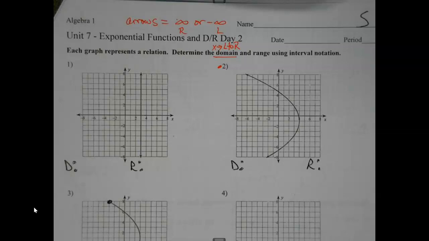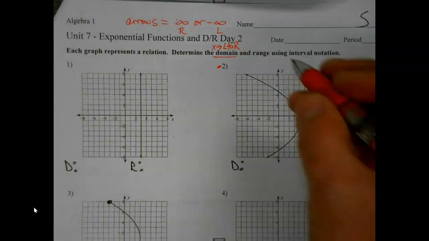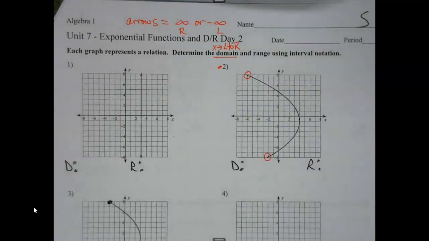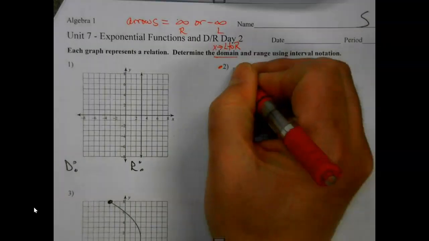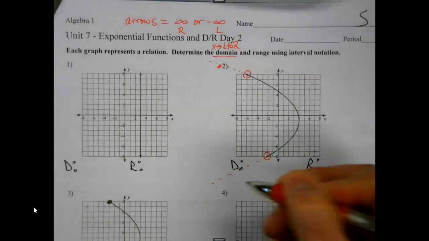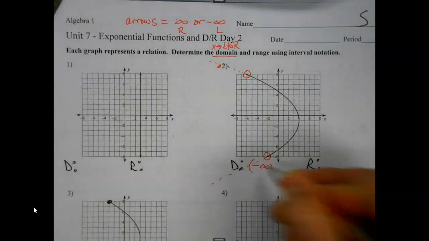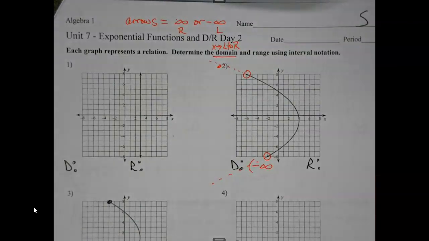So domain goes left to right. I notice these arrows, and they're both going to the left. That just means this is going to keep going, and so is this. So my domain would start forever to the left because of the arrows, because arrows are always infinity. But here's the thing with my domain this time. It doesn't go forever to the right. I don't see any arrow that's pointing to the right.